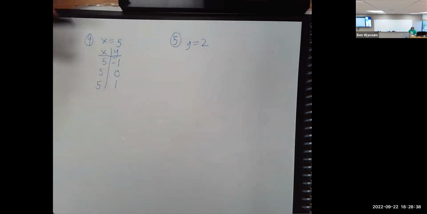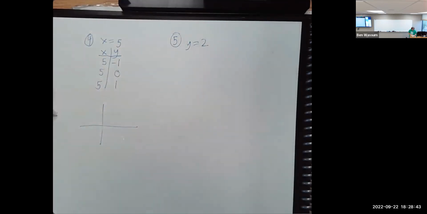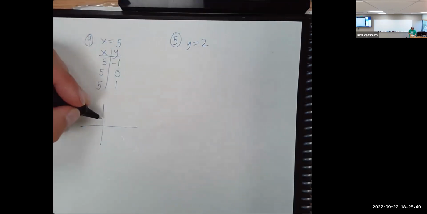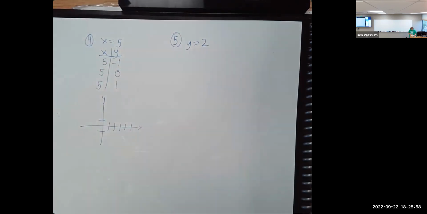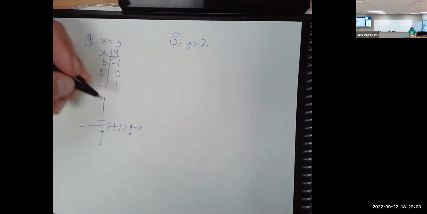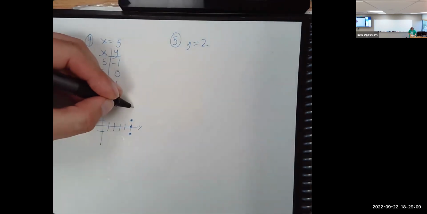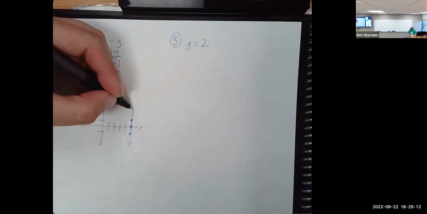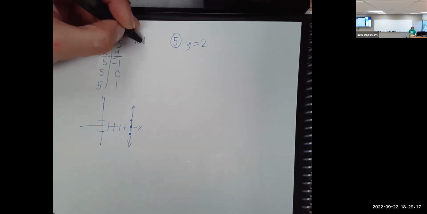So what does that graph look like? Well, all of these have different y values, but the same x value. So if I graph them, there's one, there's one, and there's one. You can see this is just a straight up and down line. So every time you have x equals, this is going to be a vertical line.